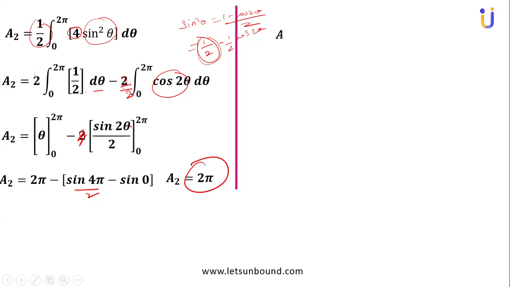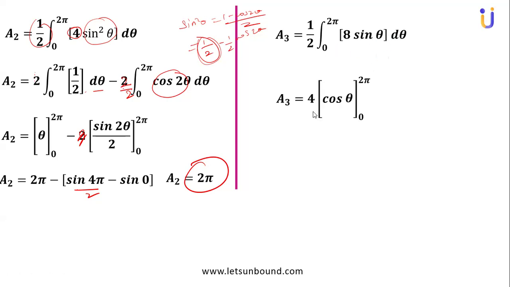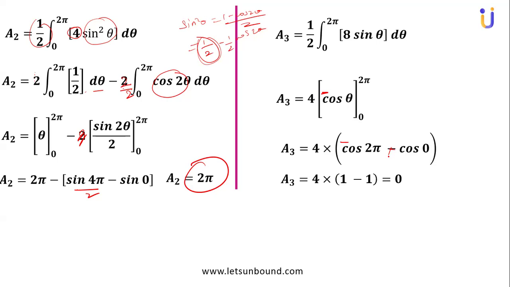Okay. Now, A3, the third term we have, it's 8 sine theta d theta. And sine theta, it's very simple. Take 8 out. 8 by 2 is 4. Sine theta integration is cos, and it's a negative cos. Right? So 0 to 2 pi. So 4 negative cos 2 pi minus of plus cos 0. Anyways, cos 2 pi is 1, and cos 0 is also 1. And this will become 0. So totally we got 6 pi square units here.